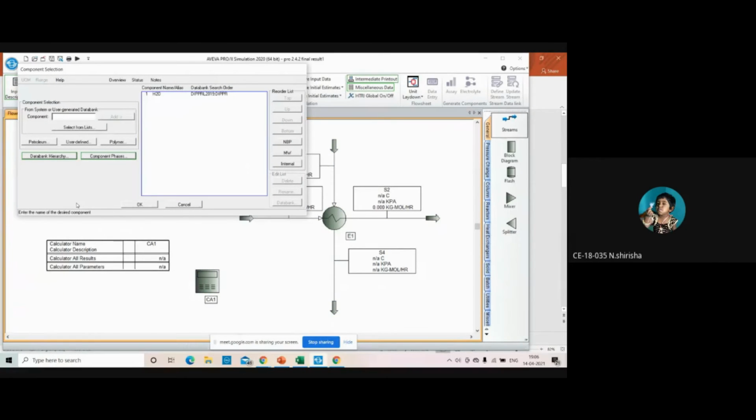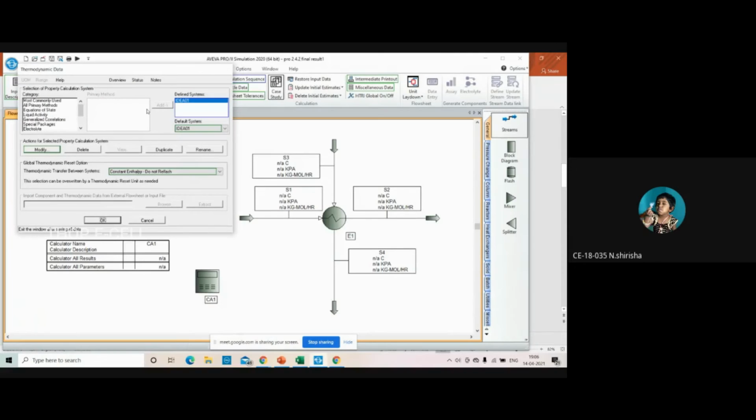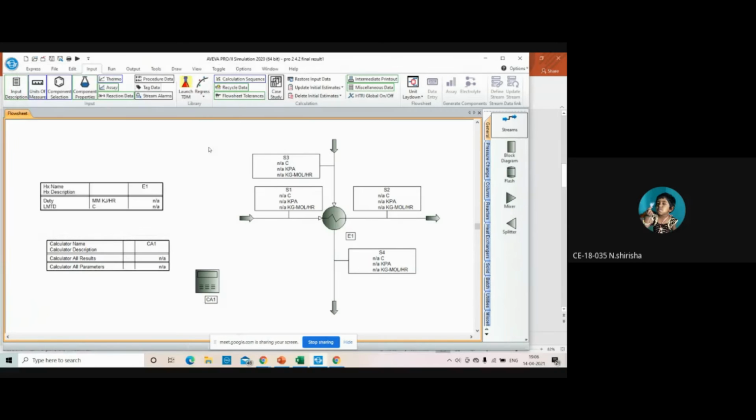In the heat exchanger we are using a double pipe heat exchanger, and we are using water. Then after that we need to set thermodynamics as ideal. So this is the flow sheet. These are the inlet and these are the outlet streams. This is the cold water and these two are the hot water streams. So we need to give the data for each of the streams.